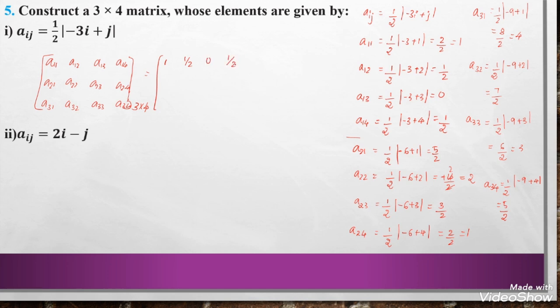That is the first row. Again for the second row: 5 by 2, the second element 2, 3 by 2, and the element will be 1. Next, there is 4, 7 by 2, 3, and 5 by 2. These are the elements of the given matrix of order 3 cross 4.